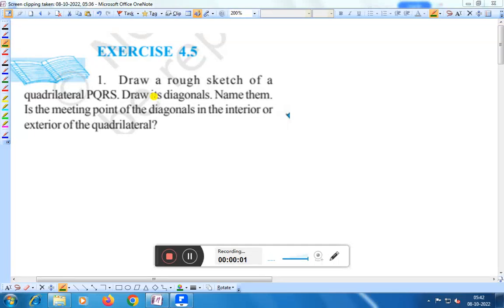Hello everyone. Today we shall discuss exercise 4.5 question number 1. Draw a rough sketch of a quadrilateral PQRS. Draw its diagonals. Name them. Is the meeting point of the diagonals in the interior or exterior of the quadrilateral? Let us take one quadrilateral.